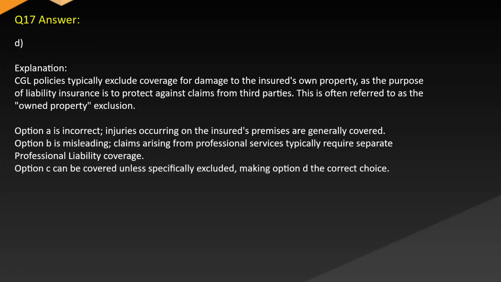Answer: D. Explanation. CGL policies typically exclude coverage for damage to the insured's own property, as the purpose of liability insurance is to protect against claims from third parties. This is often referred to as the known property exclusion. Option A is incorrect. Injuries occurring on the insured's premises are generally covered. Option B is misleading. Claims arising from professional services typically require separate professional liability coverage. Option C can be covered unless specifically excluded, making option D the correct choice.